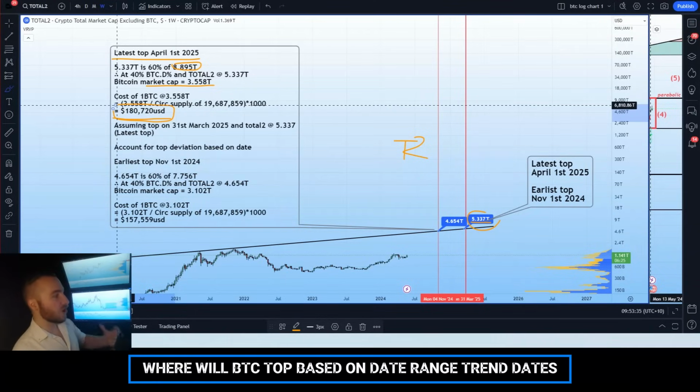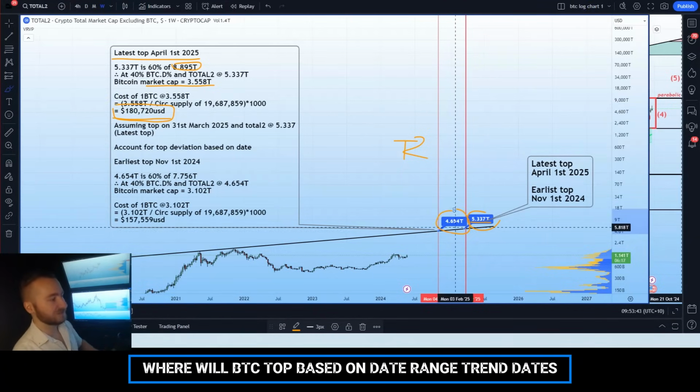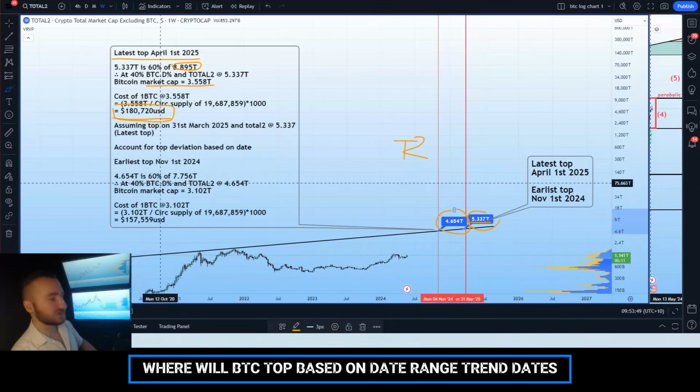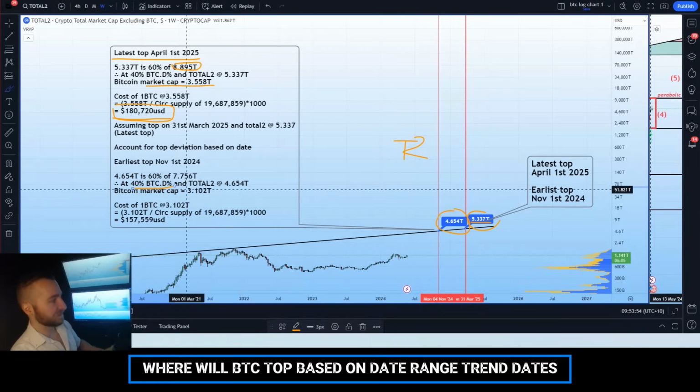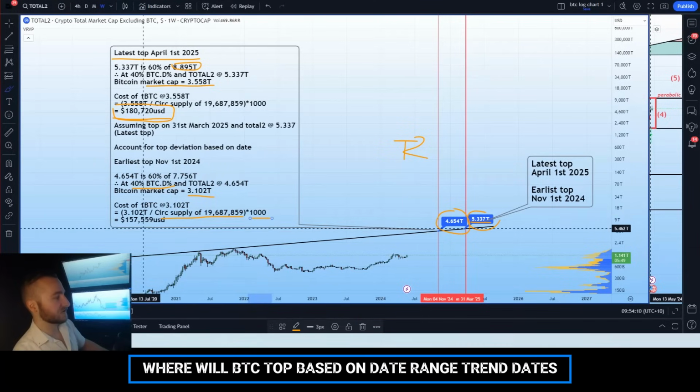So assuming the earlier top, guys, we're looking for the earliest top now, we do the exact same equation. We take this number here, which is going to be 4.654 trillion, okay? 4.654 trillion is 60% of 7.756 trillion, okay? At 40% dominance and a total 2 market cap of 4.654 trillion, that will give us a Bitcoin market cap of 3.102 trillion. 3.102 trillion divided by the circulating supply of Bitcoin multiplied by 1,000 is a price point of 157,000 US dollars.